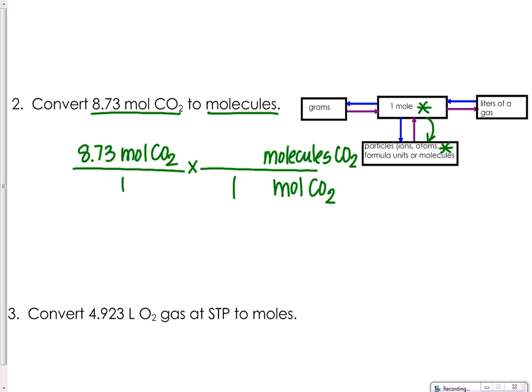And if you look at this on your sheet, the number 6.02 times 10 to the 23rd is always the number we're going to use when we convert from moles to particles. And if you do the math in your calculator, make sure you remember how to correctly enter scientific notation. You should get an answer of 5.26 times 10 to the 24th molecules of CO2.